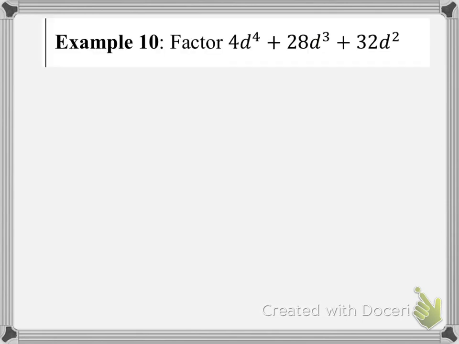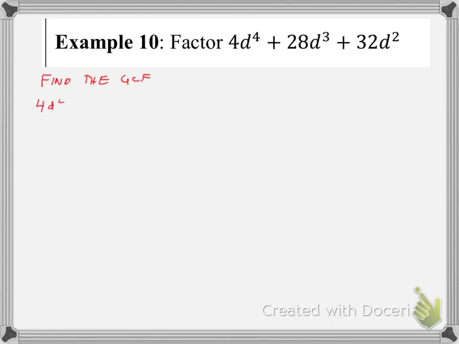And then finally, let's look at this example here. So we're going to factor 4d to the 4th plus 28d cubed plus 32d squared. Okay. This is not a quadratic, right? It's not ax squared plus bx plus c. It's not in that form. However, let's find the GCF first, of these terms.